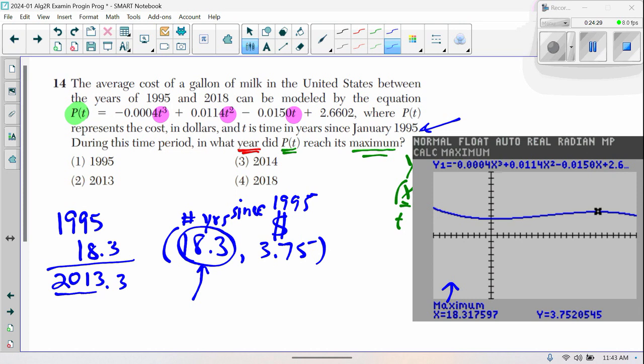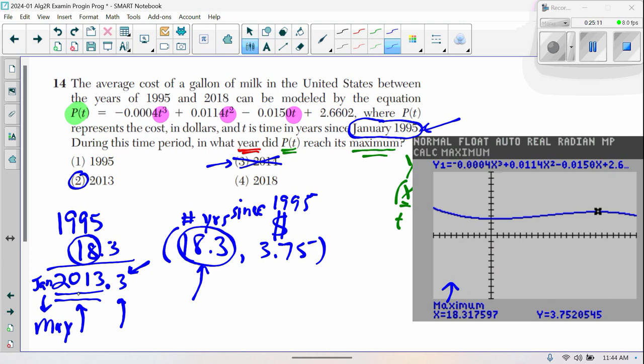Here's what I don't like about this problem. A lot of times we talk to kids about years. We say, this means the year 2013 is done, and you are 0.3 into the year 2014. The answer is not 2014. It's 2013. How come? Because this is January 1995. So this 18 years would technically be January 2013. And then 0.3 of a year, a third of a year, another 4 months maybe, would still be in the year 2013. If I add 4 months, that would be month 5? So it'd be May sometime, still in 2013.